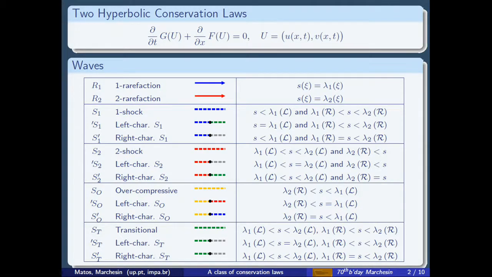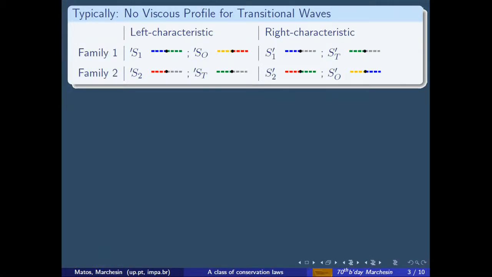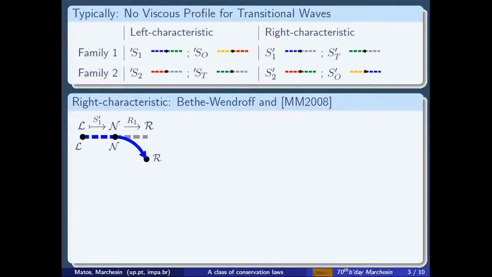First, I will tell you that we have 8 left characteristic shocks, but 2 of them, the transitional characteristic shocks, usually have no viscous profile. So actually we have only 6 cases to study. Let's start with the right ones.